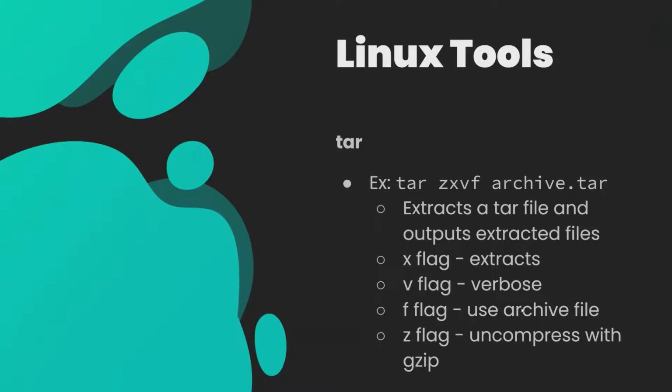The F flag specifies you're using an archive file, which we are here. And the Z flag specifies you want to uncompress with gzip. Gzip compresses, and gzip can also uncompress.